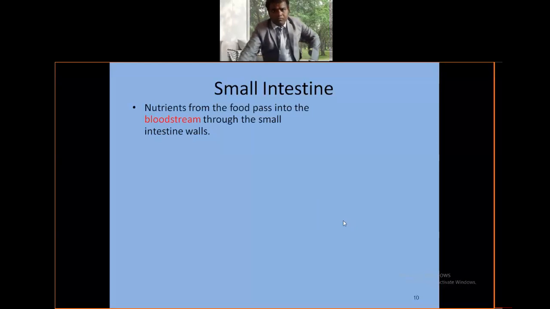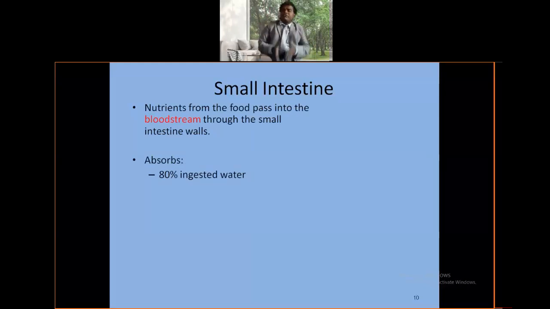Okay, next, the small intestine is responsible for passing nutrients from the food into the bloodstream. After digestion, as I already told you, we get glucose, amino acids, fatty acids and glycerol. These nutrients are absorbed into the bloodstream through the small intestine walls, through the microvilli and villi.